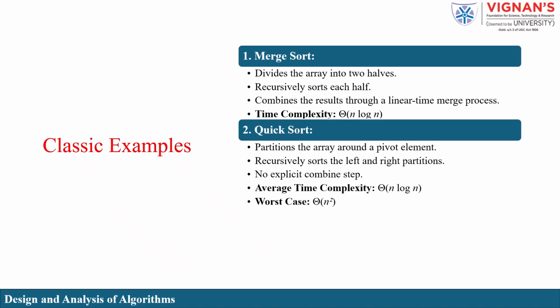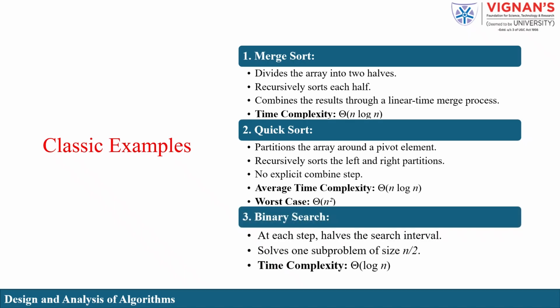Binary search is also a classic divide and conquer algorithm. At each step, it halves the search interval, keeping only the portion that may contain the target value. This means at every level, the algorithm solves one subproblem of size n/2. Here are the time complexities of these algorithms.